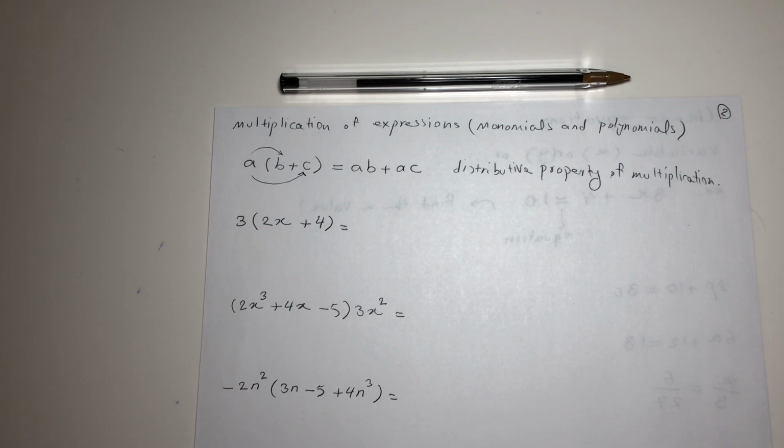So in this video I'm going to talk about the multiplication of mathematical expressions. And here we have a specific case in which we multiply a monomial into a polynomial. First of all, I start with the distributive property of multiplication.